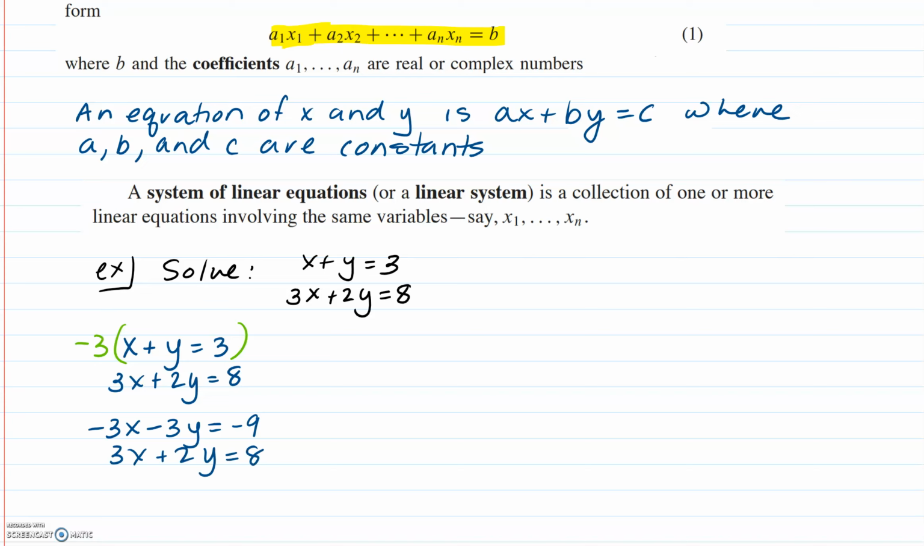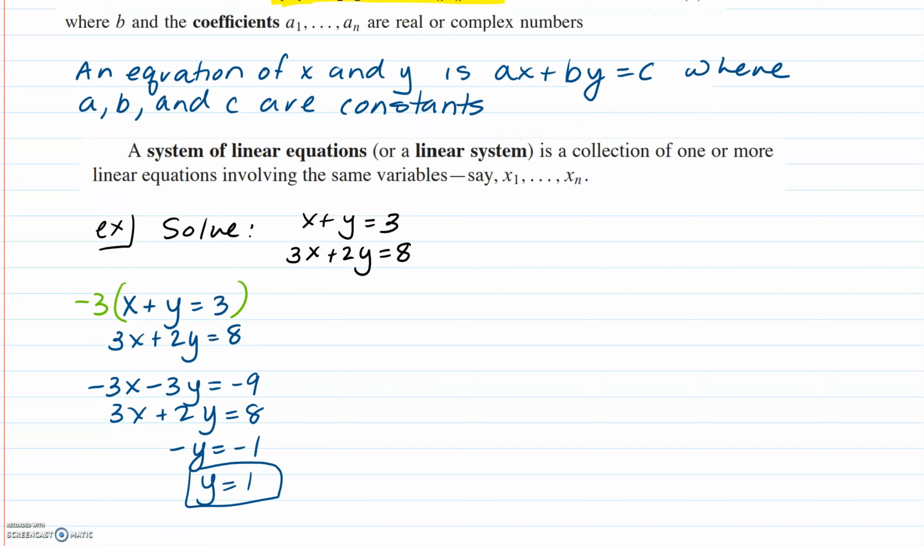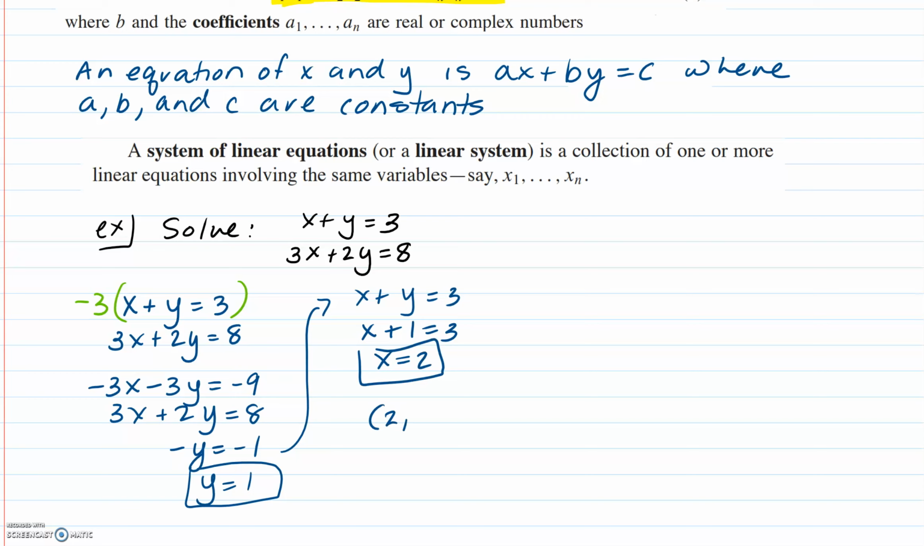When I add those two equations together, you'll get -1y equals -1. Divide both sides by -1, and you would get y equals 1. You get a solution for y. Now you can plug this into one of the equations. I'll plug it into the first one to find the value of x. You can see the value of x is 2. So you have the ordered pair 2, 1. 2, 1 is called a solution to that system.